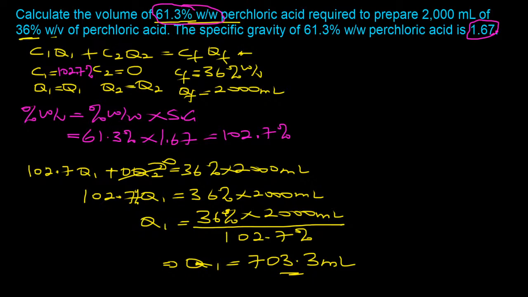So this question allowed us to reinforce the concept. The trick or strategy here again is to first convert the percentage weight in weight to weight in volume, so that you can go ahead and use the C1 Q1 plus C2 Q2 equals C final Q final equation, and everything then becomes algebra. So this is a key step, and this is where the trick comes into play: converting from percentage weight by weight to percentage weight in volume, making use of the specific gravity.